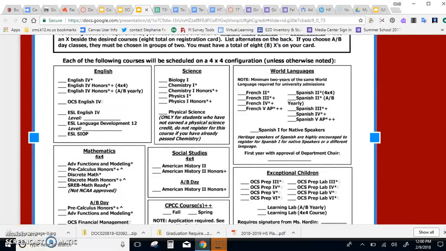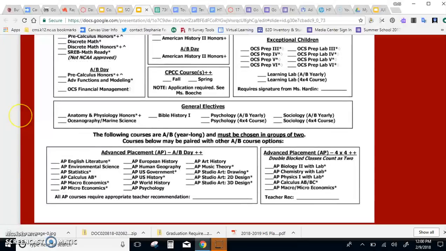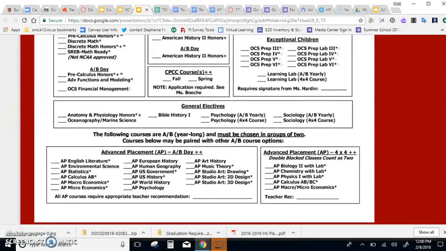Next, let's look at the Science section. You have 4x4 courses to choose from, as well as AP courses. The AP Science courses are listed at the bottom of the card. Note that AP Biology, AP Chemistry, and AP Physics are all double blocked, meaning they meet daily for the entire year. This means you use 2 of your X's in that blank beside the course.